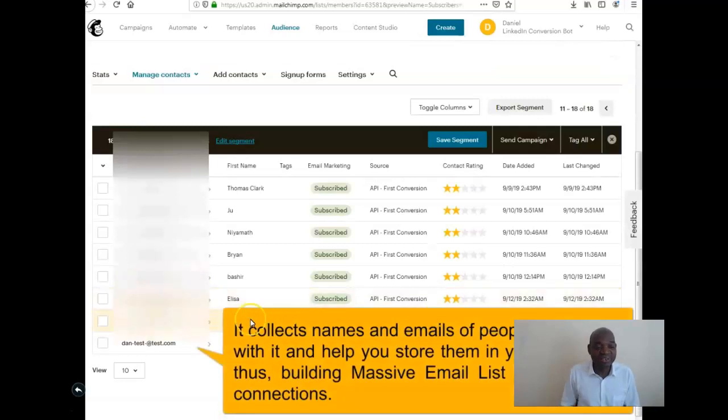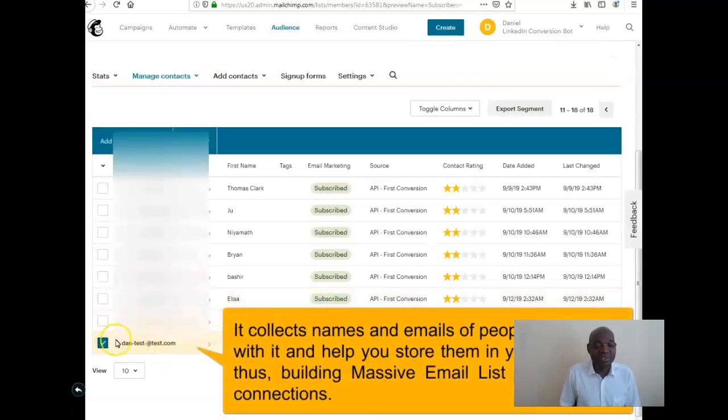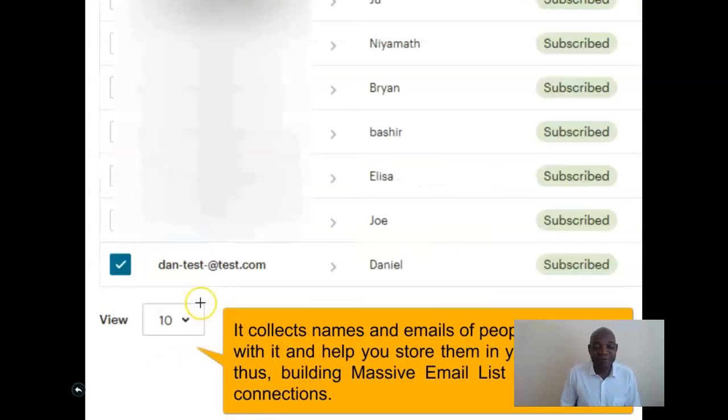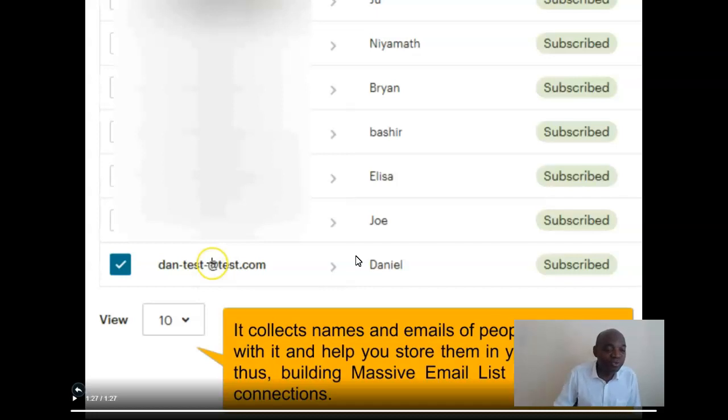It collects, like I said, the names and emails of people interacting with it and helps you to store them in your database, thus helping you to build massive email lists. This was the last email I used as a test, but all of these names are actual people interacting and subscribing to my opt-in list. These are people from LinkedIn. So it was not possible for me to ask connections of mine on LinkedIn to give me their names and their email. But with the chatbot, I am now able to do it.